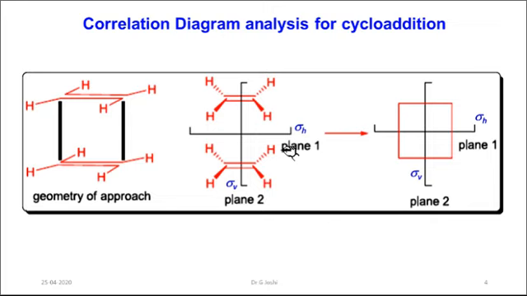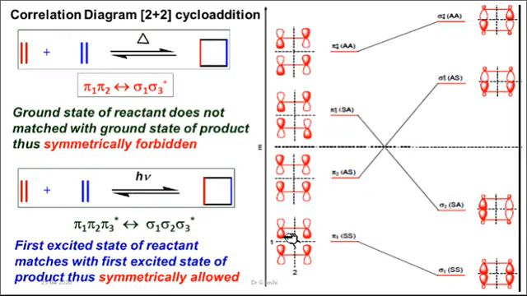Remember, these two planes, sigma H and sigma V, should not be considered as symmetry elements for the cycloaddition processes. So we'll see the symmetry of orbitals using these sigma V and sigma H planes for drawing the correlation diagram of 2 plus 2 and the correlation diagram of 4 plus 2 systems. So let us start.